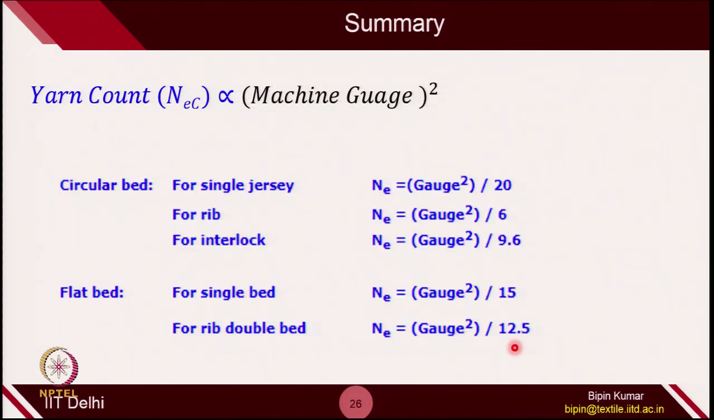So, this is the overall summary: yarn count is related to machine gauge square, but depends on the technologies that you are using. For single jersey, gauge square by 20 in circular bed; for single jersey flat bed, gauge square by 15. If you see rib and interlock, the constants keep getting different, and this comes with experience. Let us do a simple example of how, with the help of these relationships, we can select a yarn that can be apt for a particular machine.